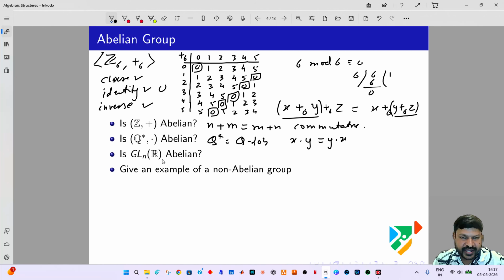Is GL(n, R) abelian? This is also abelian. You can get the definition of GL(n, R) from the lecture notes. It is a collection of all n by n matrices whose determinant is not equal to 0. That means it is a collection of invertible matrices.